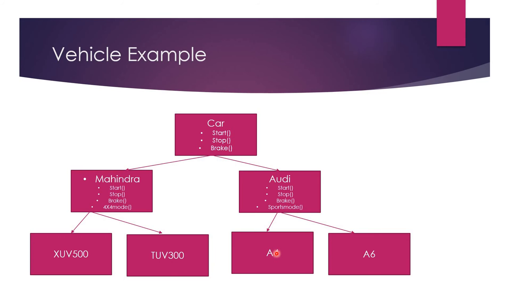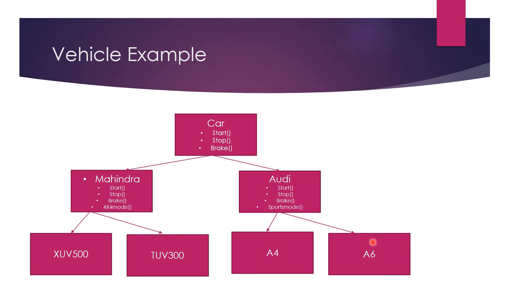In a similar way, Audi A4 and Audi A6 may differ in automatic transmission or manual transmission, right? So they can define those methods within themselves. However, they don't have to worry about the common behaviors which every Audi car should have, that is start, stop, brake, and sports mode. So they would inherit them by default and they don't have to write them by themselves. So that's inheritance working with our own example, guys.